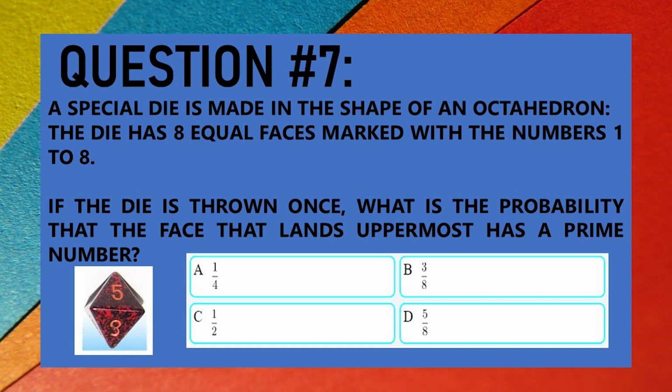Question number 7. A special dice is made in the shape of an octahedron. The dice has 8 equal faces marked with numbers 1 to 8. If the dice is thrown once, what is the probability that the face that lands uppermost has a prime number? Letter A, 1/4. Letter B, 3/8. Letter C, 1/2. Or letter D, 5/8.